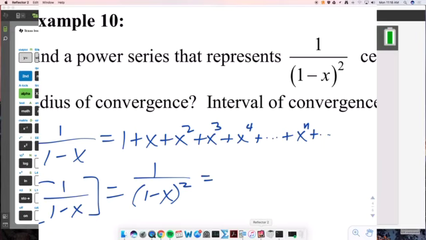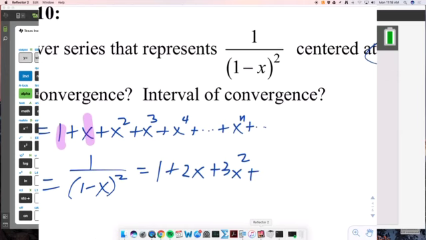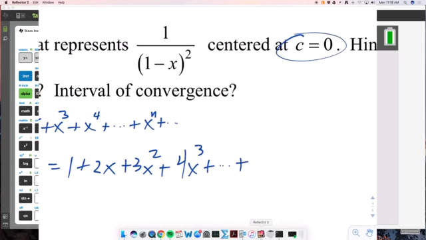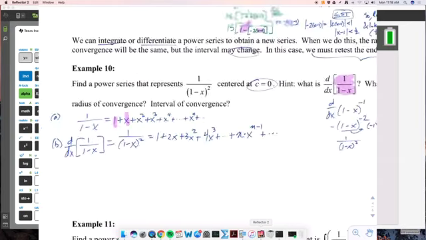So the derivative of the first term, 1, is 0. Good. And the next term, x, goes to 1. x squared goes to 2x, and then 3x squared, and then plus 4x cubed, plus dot, dot, dot, plus, what's the nth term going to be? n times x to the n minus first power, plus dot, dot, dot.